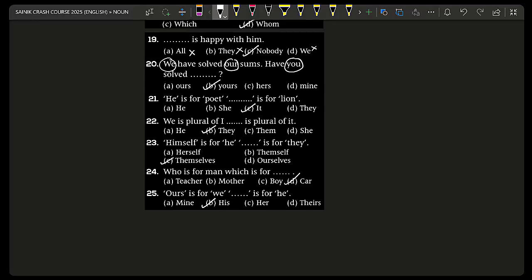Okay, this is about the pronouns. All of you can copy these questions. We're going to start the next chapter after pronouns: Verb and modal.